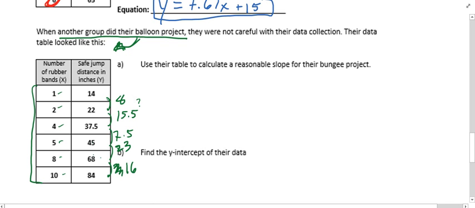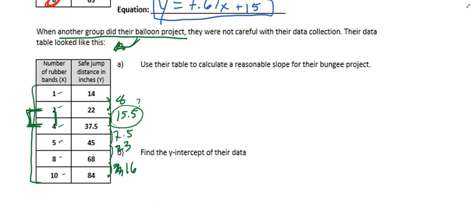So I wonder what a good slope might be. Well, from 2 to 4, and this is my own thinking, from 2 to 4, that's 2 rubber bands, and it went up about 15.5. Let's just split that in half since it's 2 rubber bands rather than going up by 1. So that'd be like 7.25, and this is 7.5, and this is 8. I'm going to just estimate, you guys.